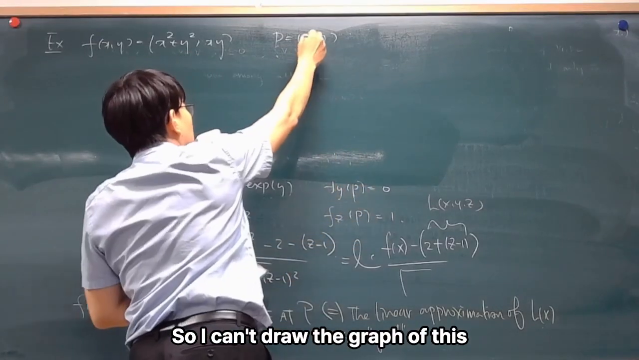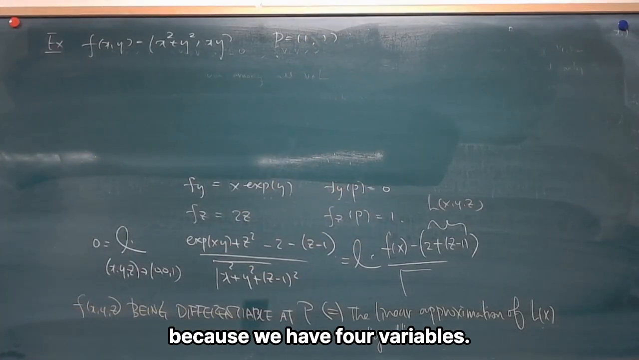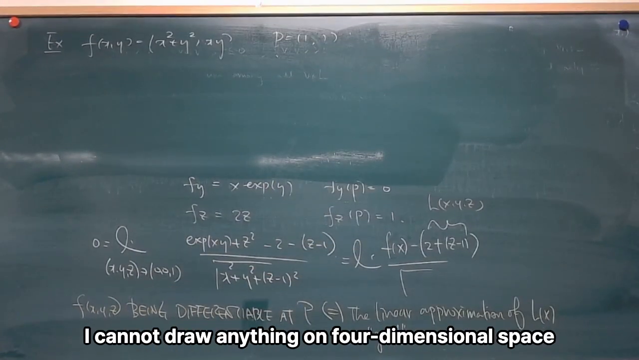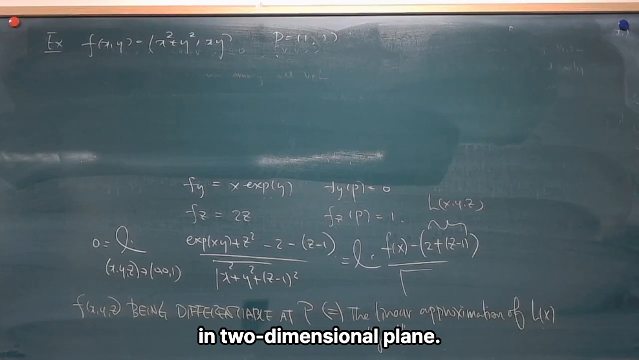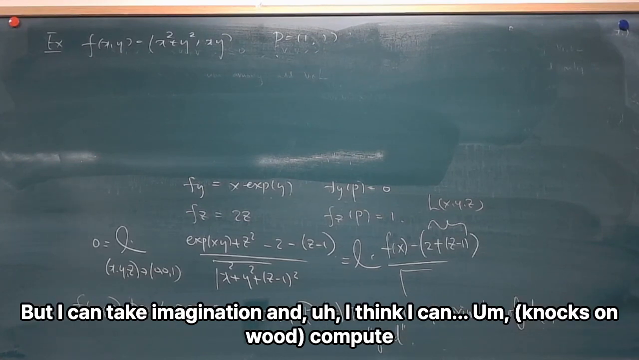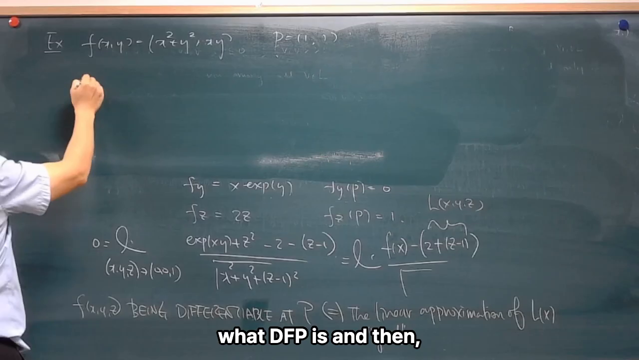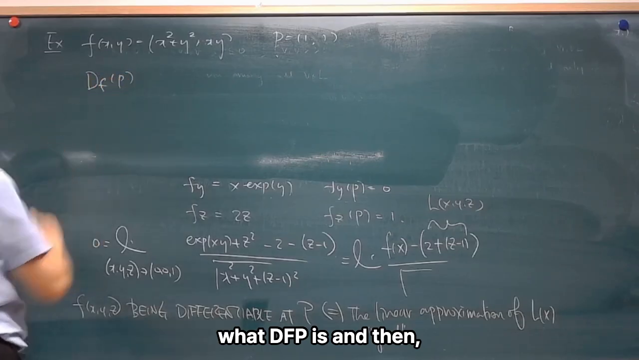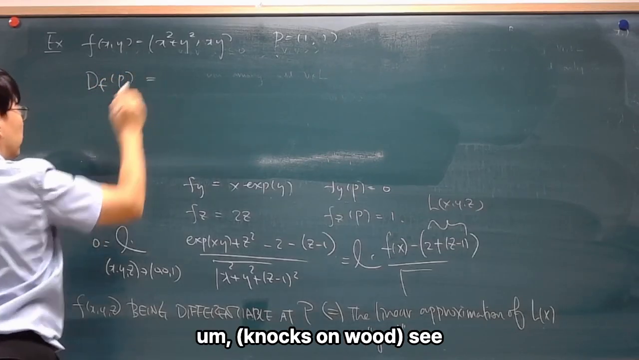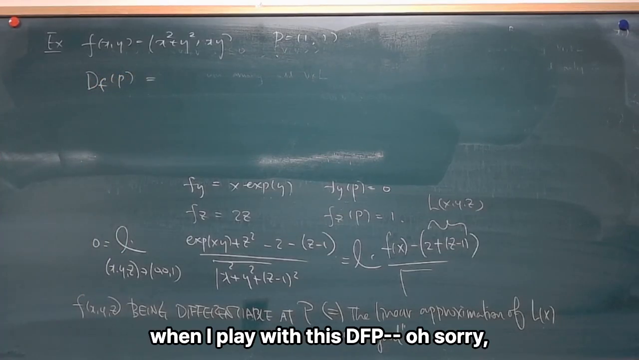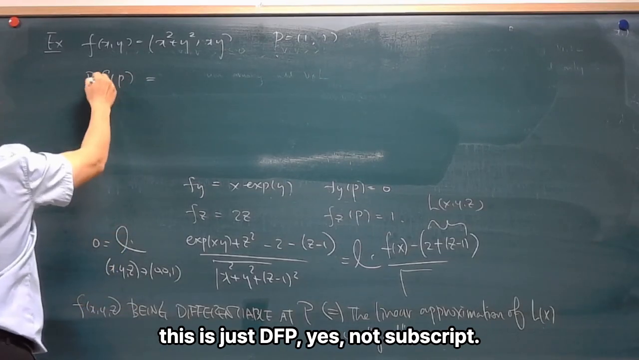Let's say my point P is (1, 1). I can't draw the graph of this because we have 4 variables. I cannot draw anything in 4-dimensional space on a 2-dimensional plane. But I can use imagination, and I can compute what the differential dF_P is, and then see what happens when I play with this dF_P. Oh, sorry, just dF at P, not subscript.